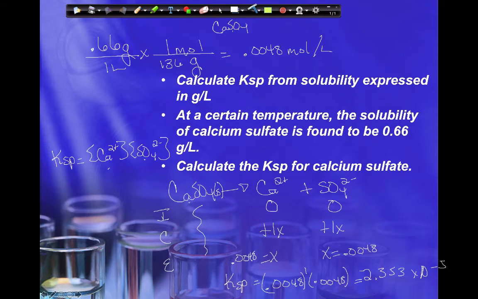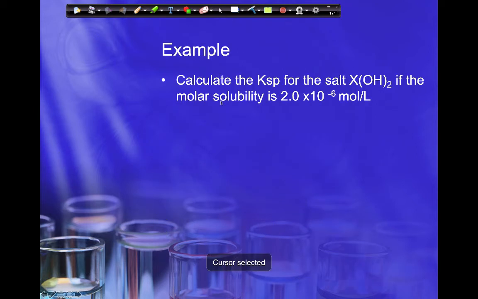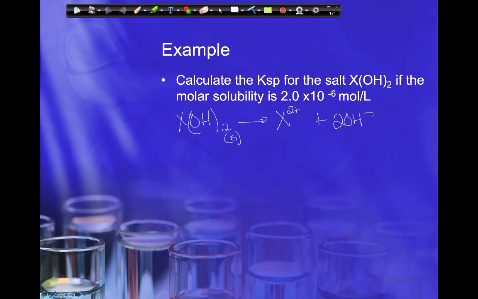All right, so let's look at a slightly different problem. Let's calculate the KSP of a salt, X(OH)2. The molar solubility is this. Okay, so we're looking for the KSP value of this salt. So when this dissolves into water, I'm going to get one of those, so that's going to be a positive 2 charge, and then 2 hydroxides. That's the difference here. There is a coefficient that is not 1 in this case, so it makes it a little bit trickier. You have to really pay attention to what you're doing here.